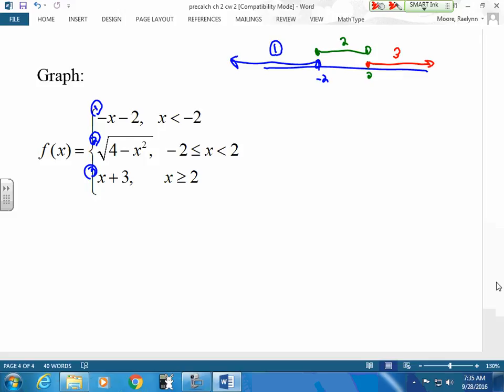So try to set the tables up. Take a second and set the tables up. Give me a 1, 2, and 3.